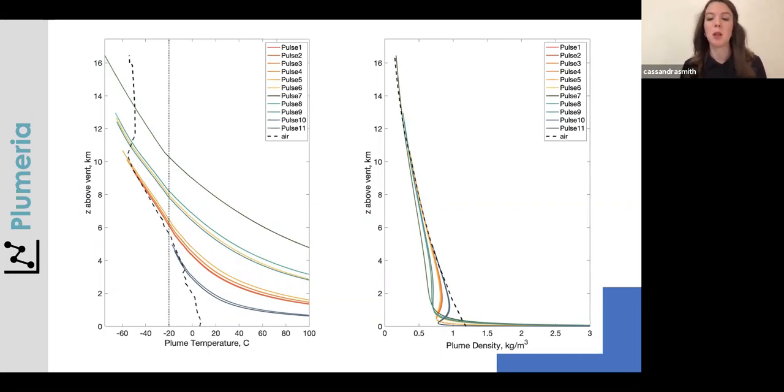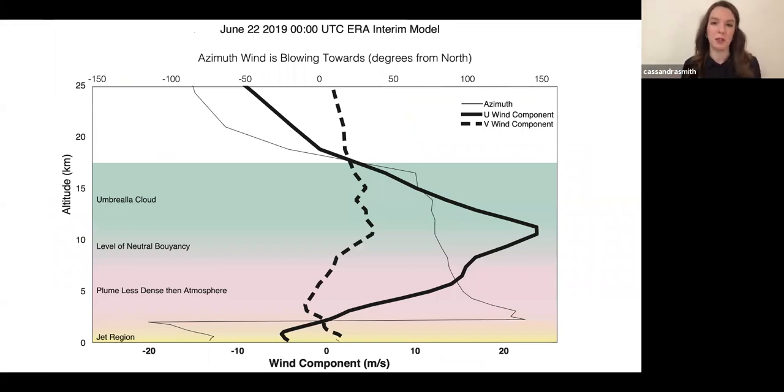All of those things. So what I did here is I looked at those values for all 11 of the pulses, averaged them together, and then built this gradient over top the wind model. So we have the jet region way down at the bottom. This region is only at max 2 to 3-ish kilometers, but mainly 1 kilometer is really strong jet region of the plume. We then get a level of neutral buoyancy that averaged between 8 and 10 kilometers across the plume. And then the umbrella cloud was forming in the 10 to 16 kilometer range. So our highest altitude plume was about 16 kilometers.